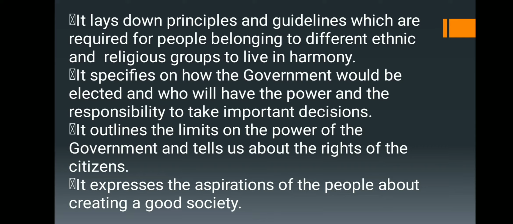Another thing is that it expresses the aspirations of the people about creating a good society, what people aspire for, because at the end of the day it is a democracy and it is only the people whose rule is there. So what they want becomes really important. It tells us what type of country people want.